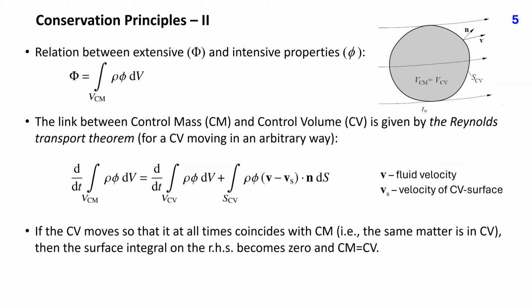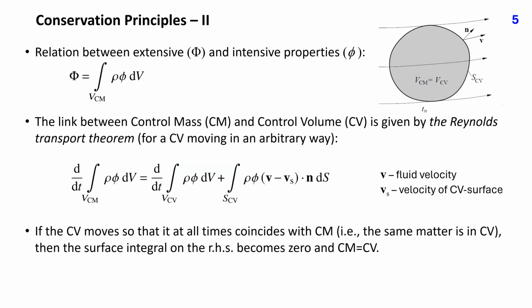You can imagine wrapping instantly a certain volume of fluid with a thin membrane which does not offer any resistance to deformation, but which sticks to that particular amount of fluid as it moves and changes its shape. We need to express the rate of change of extensive properties along their trajectory into the rate of change of intensive properties at a particular point in space.